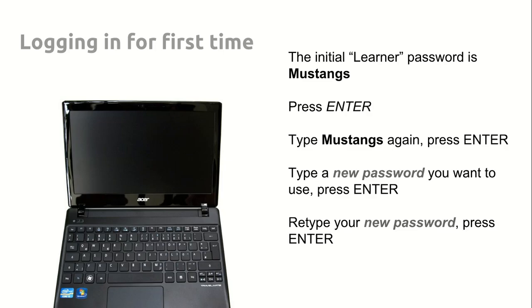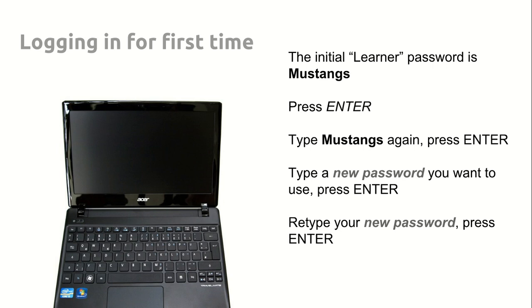First of all, when you first get your laptop, you're going to have to do an initial password setup. So we're going to walk you through that process. You're going to turn your laptop on, and you're going to make sure that you're choosing the learner user account, not the guest account. Make sure that you selected the learner account. And the initial password is Mustangs with a capital M. You're going to type that and press enter. And then it's going to want you to verify that initial password. So you're going to type Mustangs again and press enter.